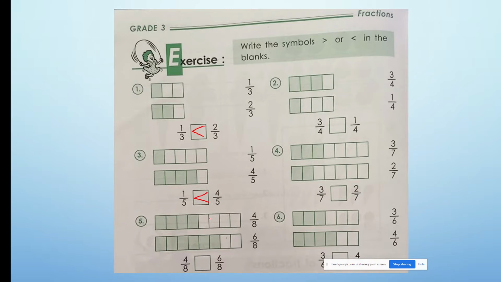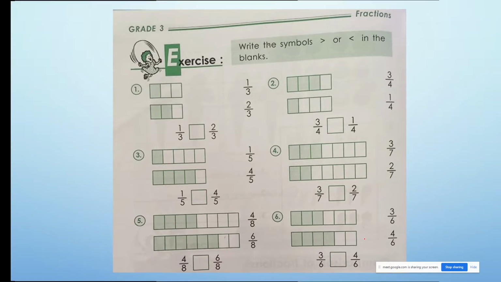Next, we have 4/8 and 6/8. What is the symbol? Less than. Next, 3/4 and 1/4. More than. You have 3/7 and 2/7. More than. Next, you have 3/6 and 4/6. Less than. Okay, easy, right?